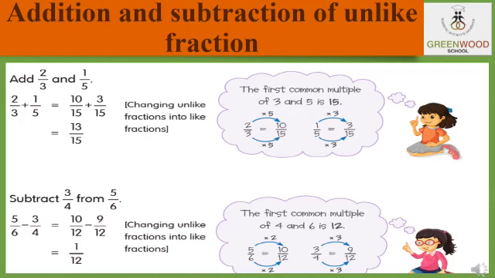Similarly, let's see another example. Subtract 3 by 4 from 5 by 6. So 5 by 6 minus 3 by 4, unlike fractions. So first we'll change them into like fractions. Now the first common multiple of 4 and 6 is 12. So 5 by 6 is converted into 10 by 12 by multiplying with 2, and 3 by 4 is converted to 9 by 12 by multiplying with 3. So the new fractions are 10 by 12 minus 9 by 12, which gives us the answer 1 by 12, because 10 minus 9 is equal to 1 and the denominator 12 remains the same.